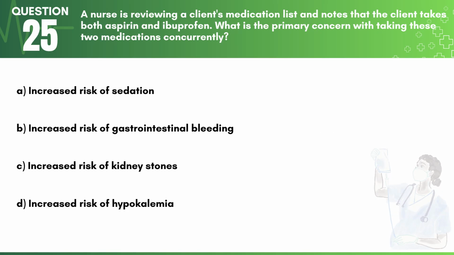Question 25. A nurse is reviewing a client's medication list and notes that the client takes both aspirin and ibuprofen. What is the primary concern with taking these two medications concurrently? A. Increased risk of sedation. B. Increased risk of gastrointestinal bleeding. C. Increased risk of kidney stones. D. Increased risk of hypokalemia.